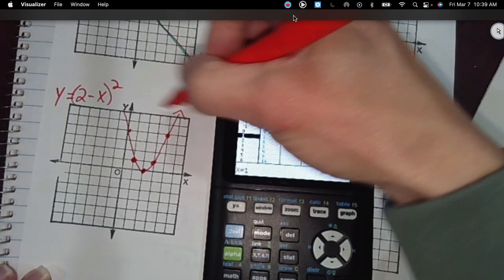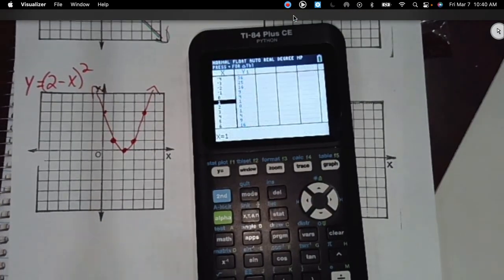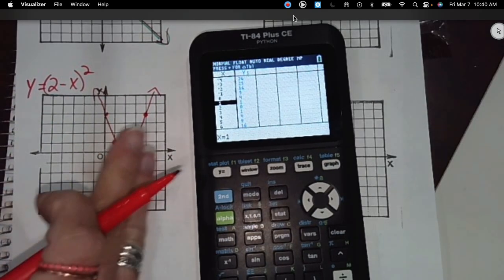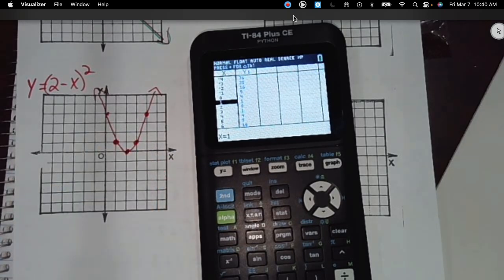Everybody okay with it? Now I'm going to find my inverse. Based on what you learned yesterday, what's going to happen to that parabola? It's probably going to turn what way? Sideways. This is a function. Do you think our inverse is going to be a function? No. Based on what we learned yesterday, probably not.